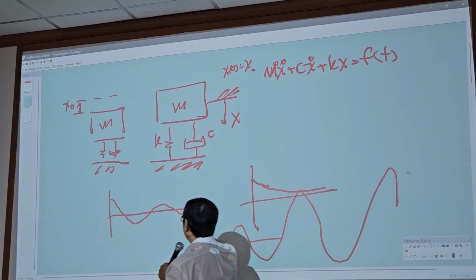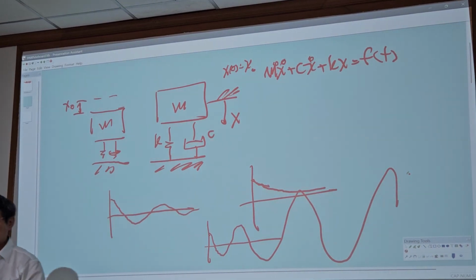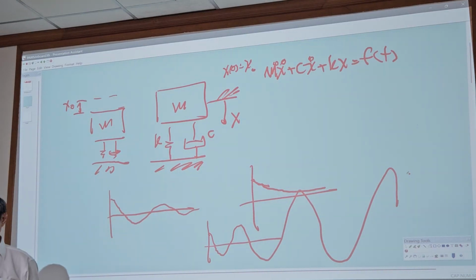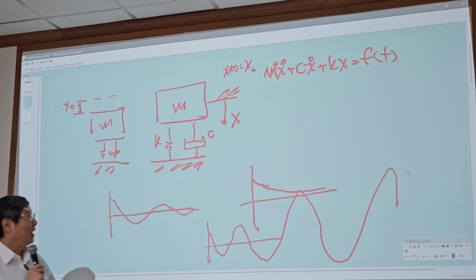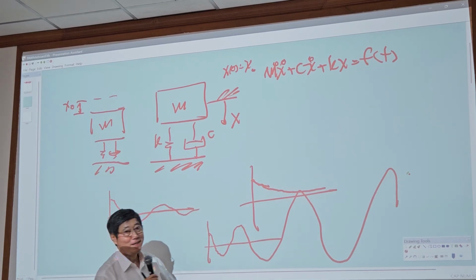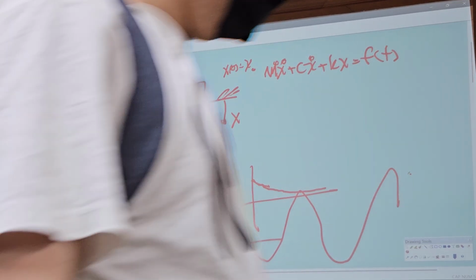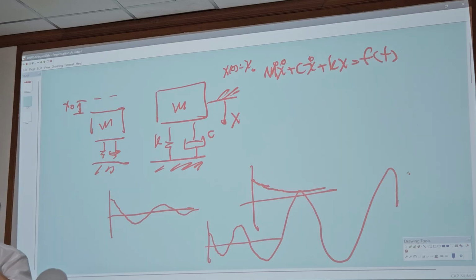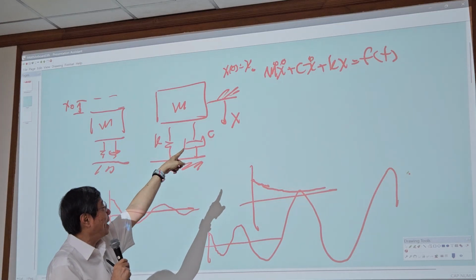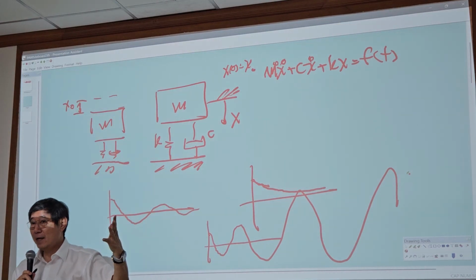Which one? Can you tell from that equation? Either one or two. Can you tell? No way, you cannot tell. Right? I didn't give you any number for M, C, K.